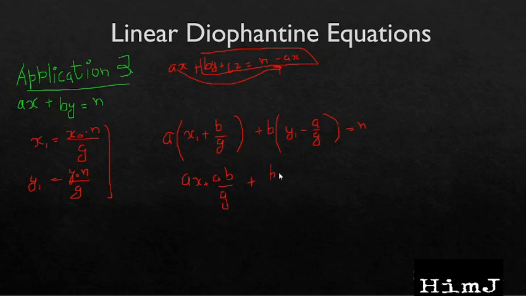Similarly, this will become ab by g, and these two will cancel each other out. So we will basically get ax1 plus by1, which we know is equal to n. Now you must be wondering why we divide by b by g. We could have simply divided by b here, and simply added b here and subtracted a here. Again, we would have got a times b and minus b times a.